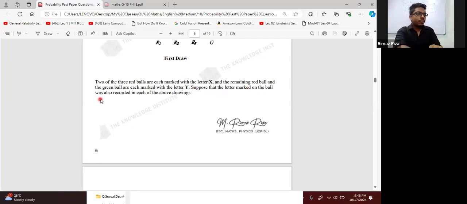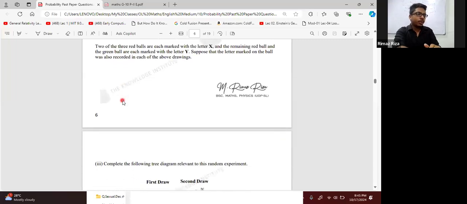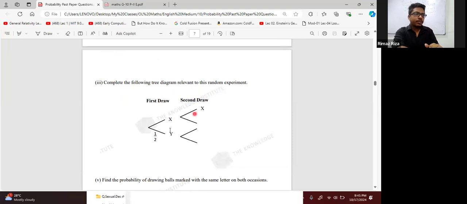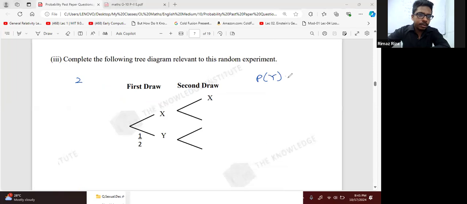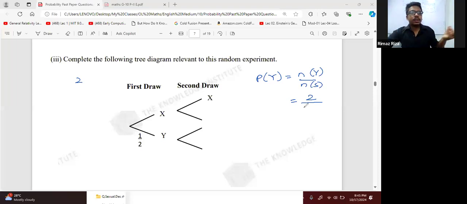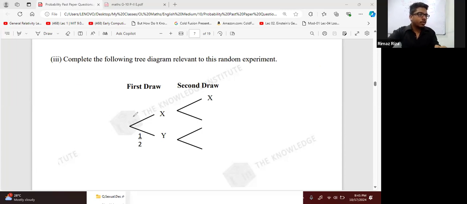Suppose that the letter marked on the ball was also recorded in each of the above drawings. Complete the following tree diagram relevant to the random experiment. So first draw, the probability of drawing a Y ball is 1 out of 2. That is true because there are two balls. So the probability of Y, P(Y), is equal to n(Y) over n(S). Number of Y balls is 2, number of balls in the sample space is 4. Therefore 2 out of 4, if you simplify, it will be 1 out of 2. So there are 2 Y balls out of 4 balls, so the probability is 1/2.